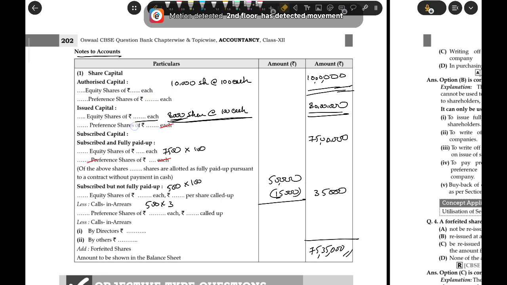What are the things that will come in the balance sheet? Already we have seen the balance sheet for debentures. Now it is for the shareholders. Now, starting, what will be there? Share capital, authorized capital.